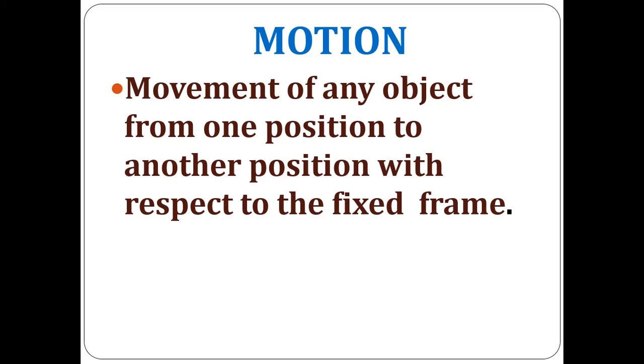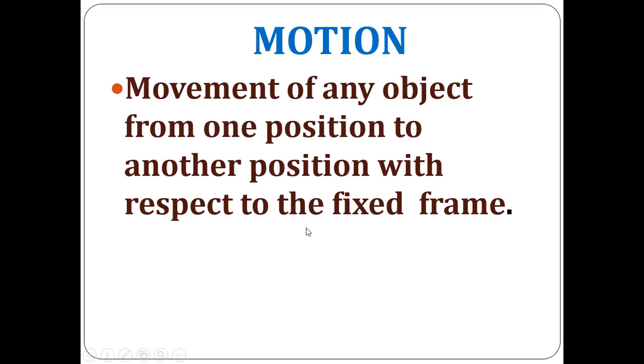The term motion is defined as movement of any object from one position to another position with respect to the fixed frame. It means the movement of any object from one place to another. The movement is called as motion. Okay, so motion means movement of any object from one position to another position with respect to the fixed frame.